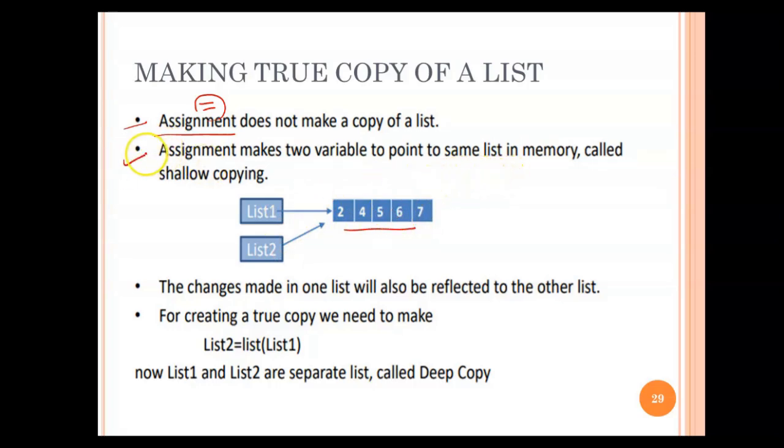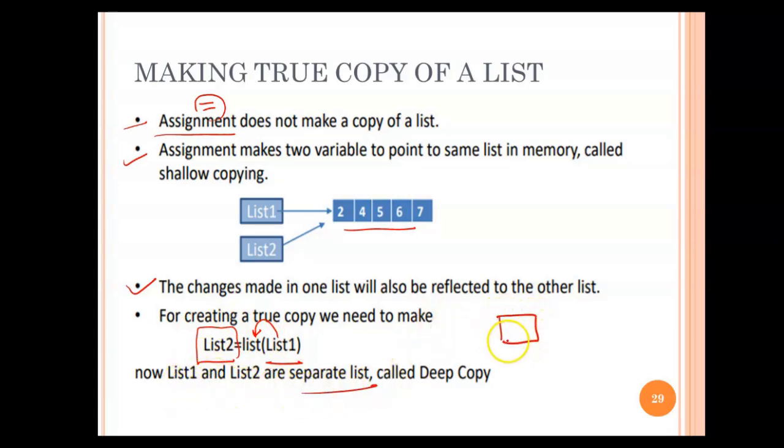Okay, so this is a little different. The changes made in one list will also be reflected in the other list, because you don't have two different copies. You have a single copy only, and both of the lists are pointing to the same location. So if you want to create two different copies, for creating a true copy, we need to make a list here, and then we convert it into a list with the help of the list function, and that value you can store into a new list, list 2. So now list 1 and list 2 are two separate copies.